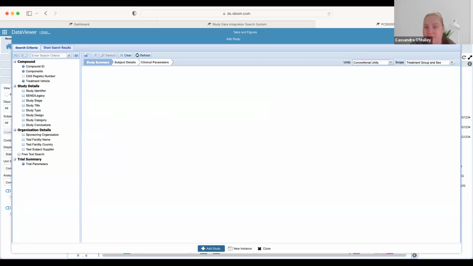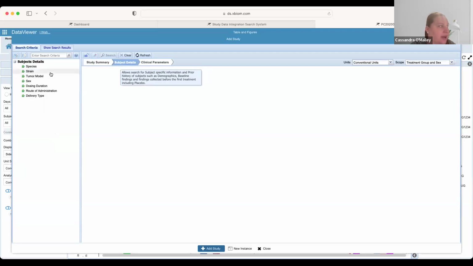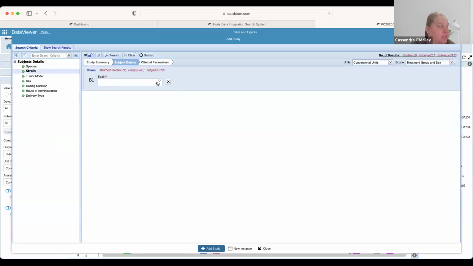So let's say that we found something in the laboratory test results. We found that bilirubin levels were increased with the dose levels, and we wanted to see if any of our other compounds in our repository or studies with the same compounds had the same results. And I'm going to look specifically, I would like only the same strain of rat.